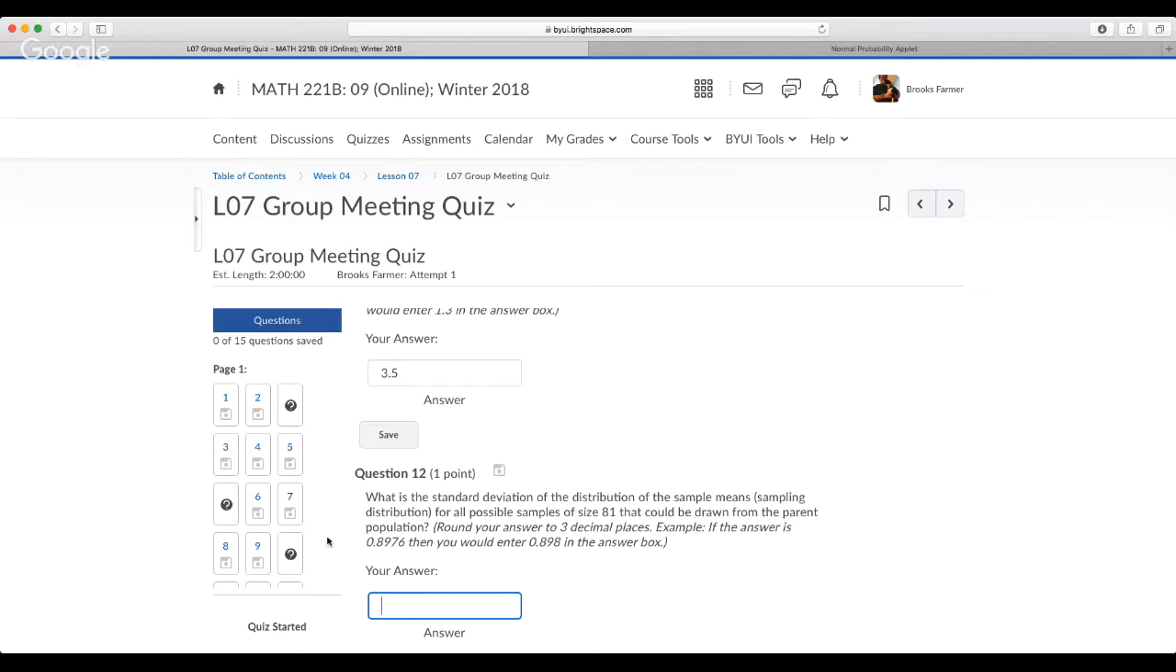So it says, what is the standard deviation of the distribution of the sample means, sampling distribution, for all possible samples of size 81 that could be drawn from the parent population? This is just what we're doing in the preparation. We do it individually, and we'll talk about it in a sec.